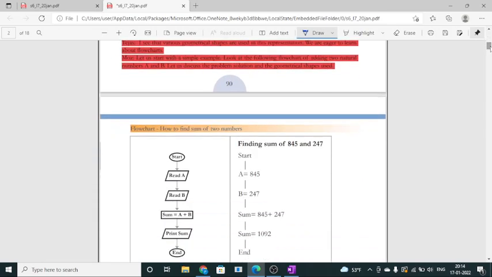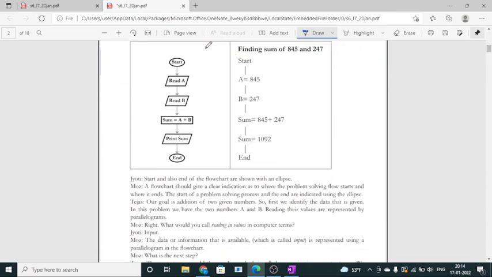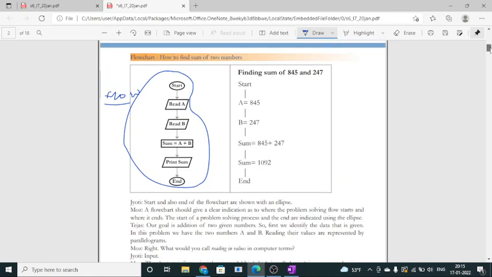Okay, so how to find the sum of two numbers? Let me first show you what the flowchart syntax looks like. This is a symbol of flowchart. Okay, so here is one example. Let's understand from one example.